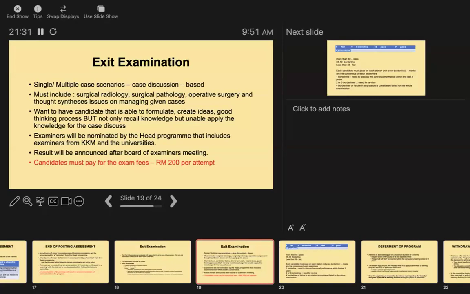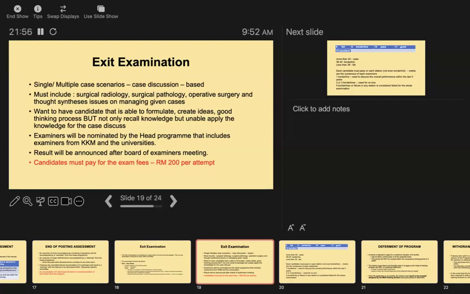So the examiners will be among us. They will be selected by the head of program, head of service, from KKM and also universities. There will be one from UKM, there will be one from UM, and then the rest will be KKM. Right? The results will be announced after Board of Examiners meeting.